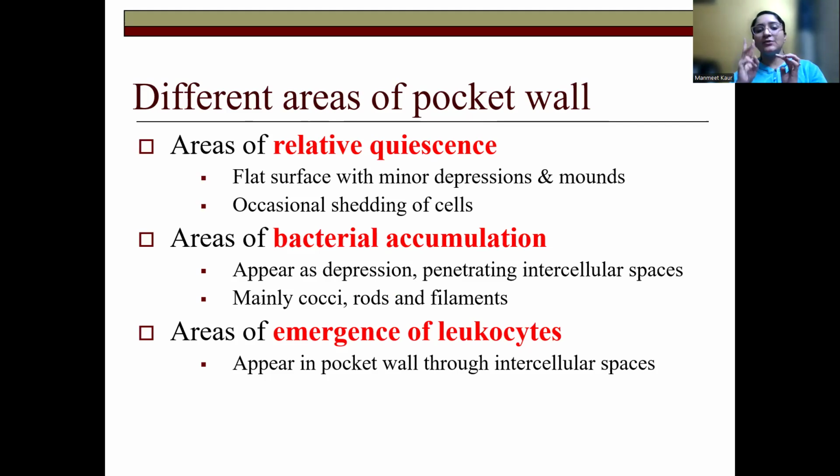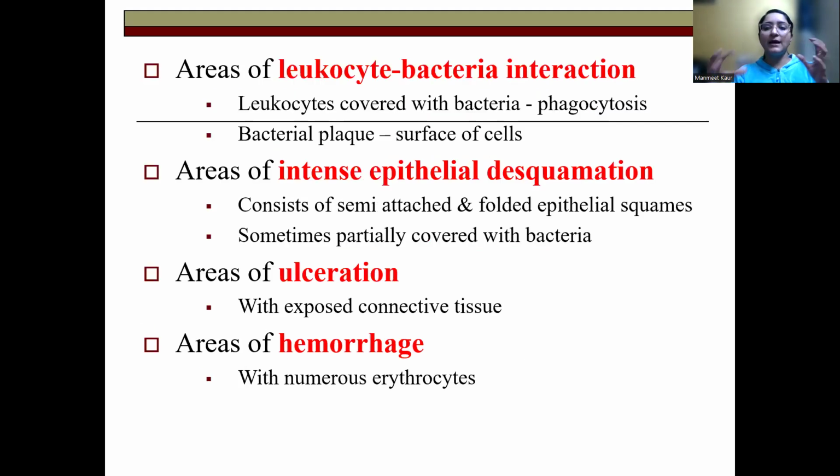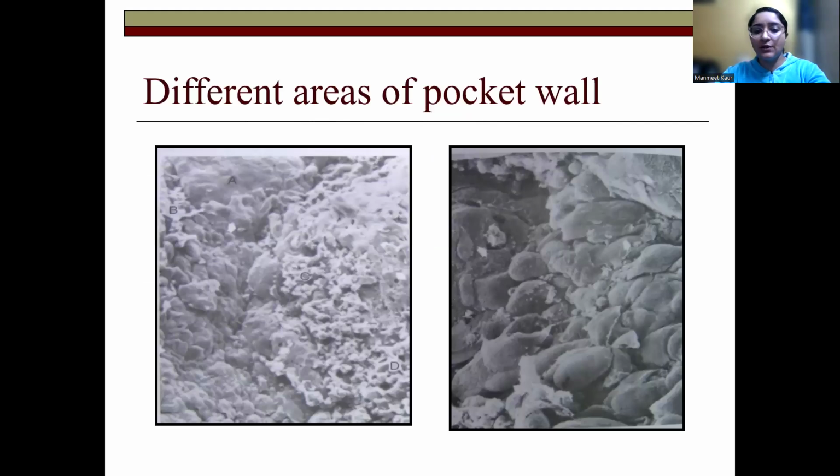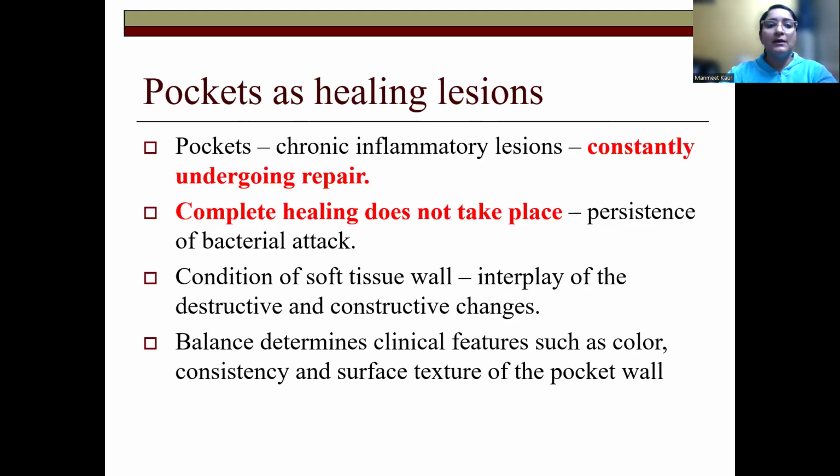If bacteria has come, then third, leukocytes come, and they interact. After their fight, there is intense epithelial desquamation which leads to ulceration and hemorrhage. Okay, so these are the different areas of the pocket wall. This is a scanning electron microscope picture, which is always black and white in color. So nothing to be explained in this.